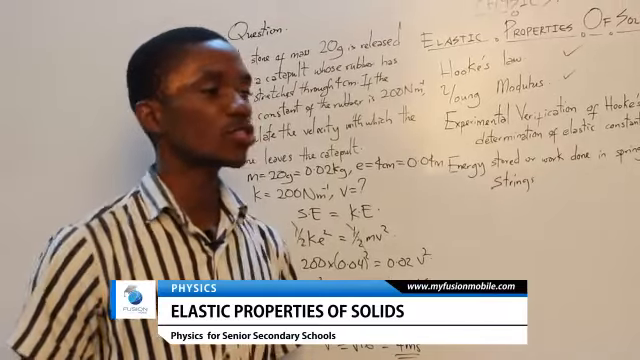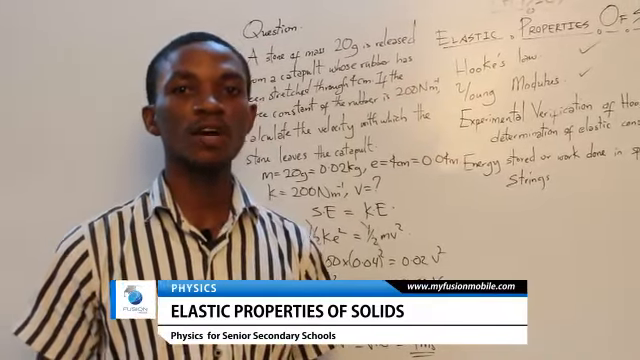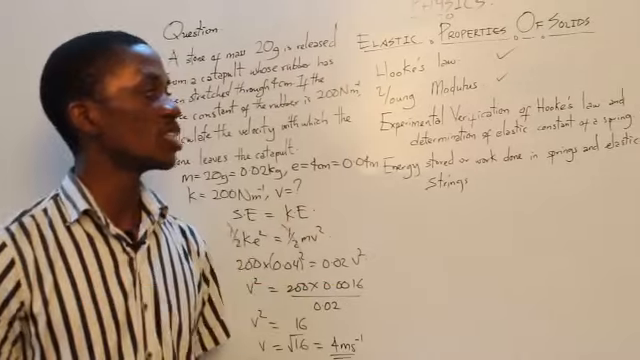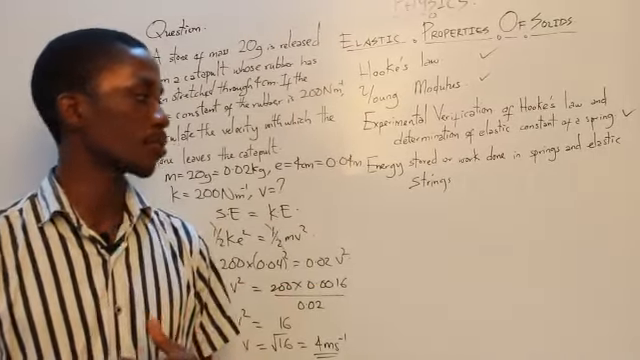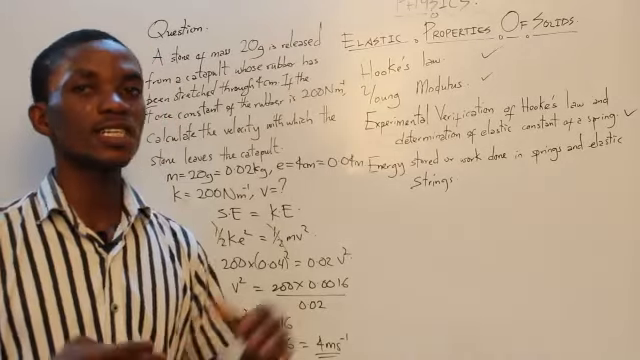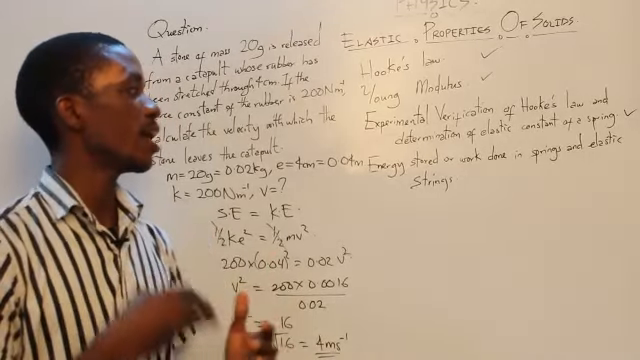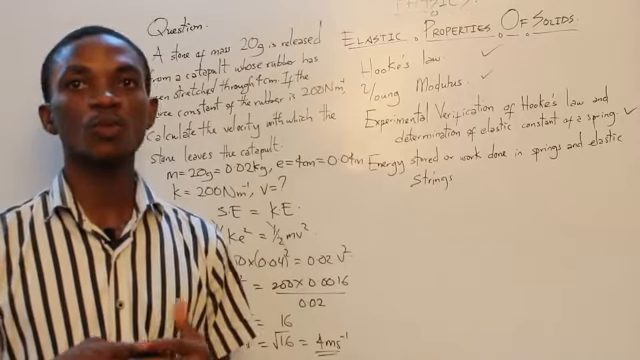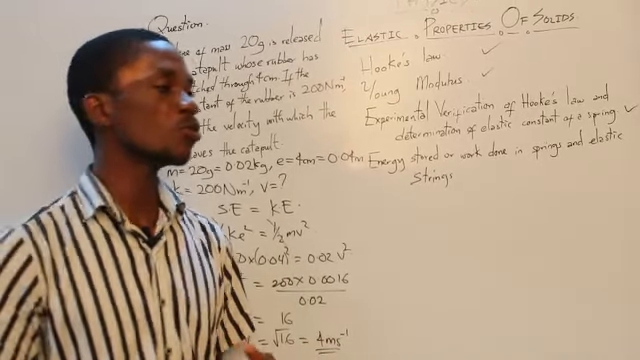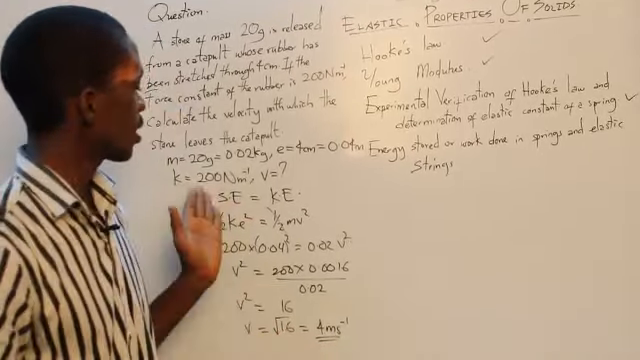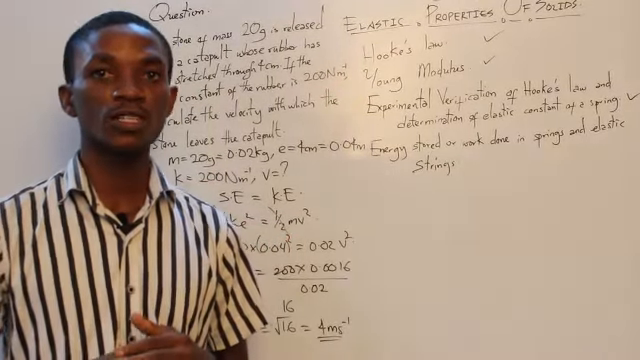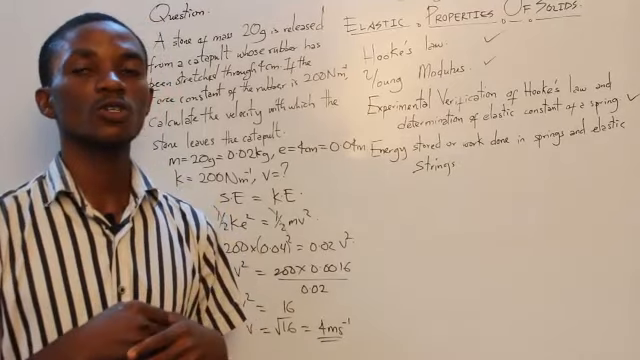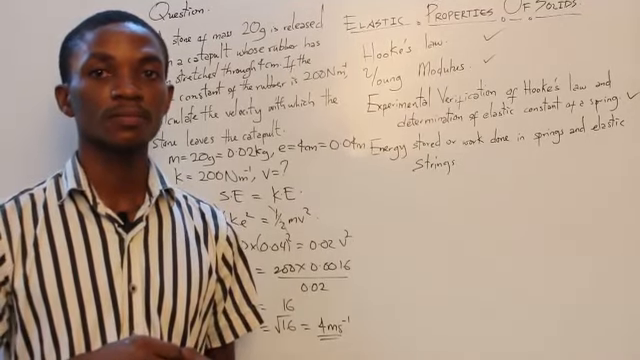Also, we tried to describe the experimental method to verify Hooke's law, which is also the way of determining the spring constant, the elastic constant of a spring. And we also considered how to calculate energy stored in a spring and work done in a spring. We came up with two formulas, which are E, that's energy, equals half ke squared, and E equals half Fe.